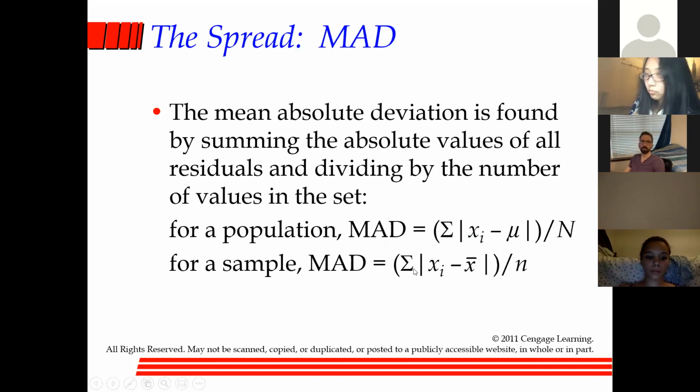For a sample, same thing. We add up all the deviations from the mean. In this case, we use X bar because it's a sample. And then we divide by small n because small n is the number of values in a sample data set. All right? And that's all it is. Again, it's not used very often. I don't see why it couldn't be used, but it's not used.